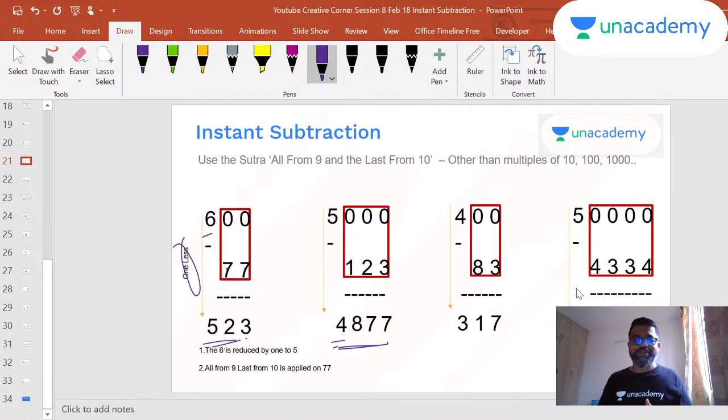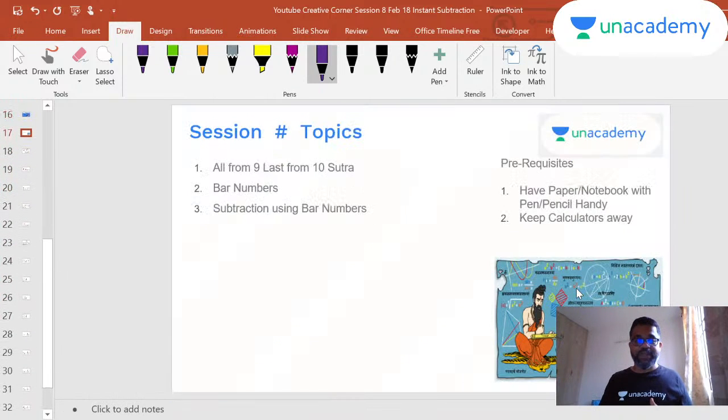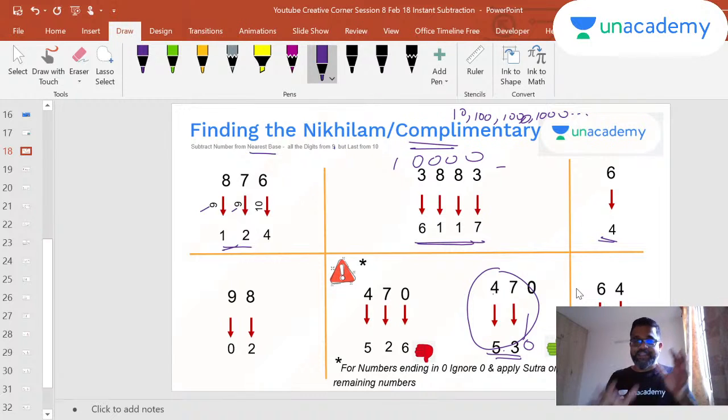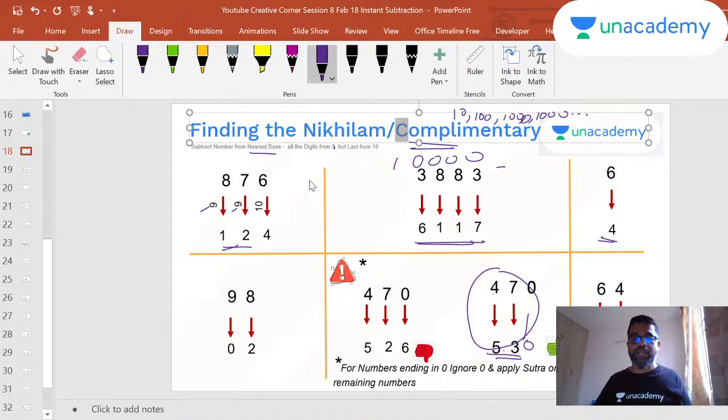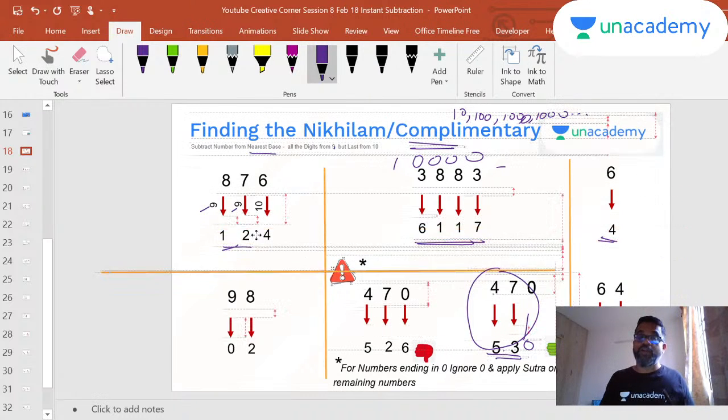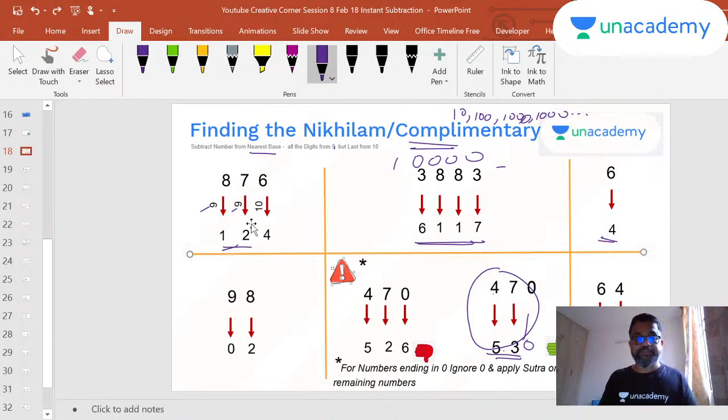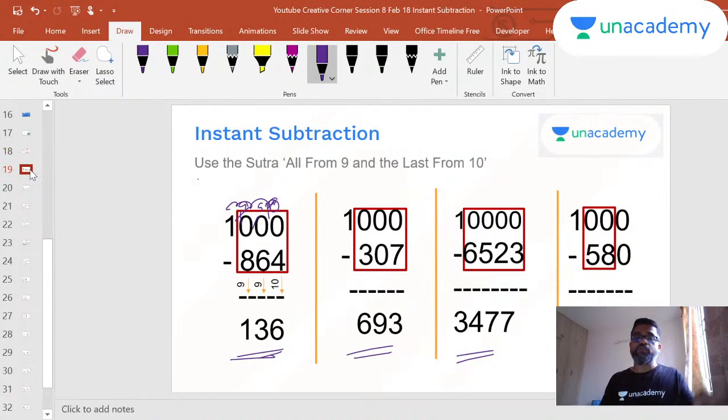Zipped past. So I'll just quickly recap if possible. The very first thing we were finding was the complementary of numbers, and for finding the complementary of numbers, you can use the sutra all from 9, last from 10, right? So remember the word complementary or nikhilam as well. And we were using this to subtract from base numbers. So blindly, without any carry, when you have a base number like 1000, 10,000, 1 lakh, or whatever it is, always the sutra will apply.